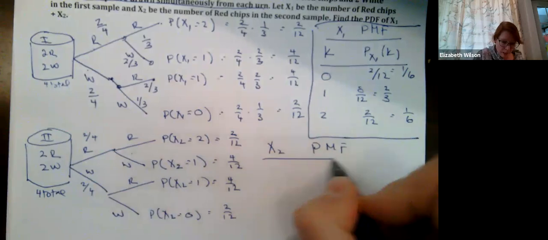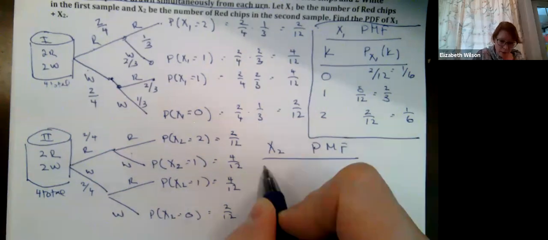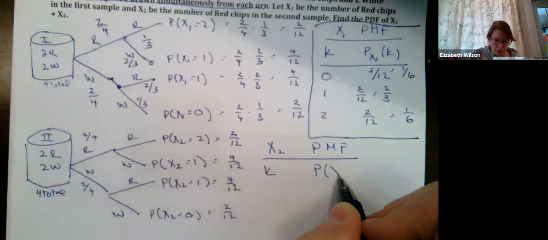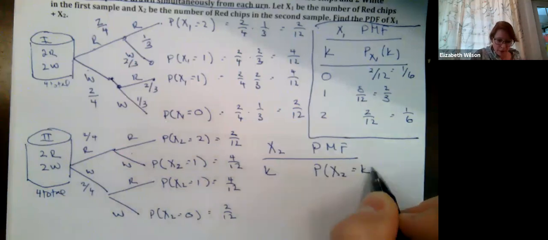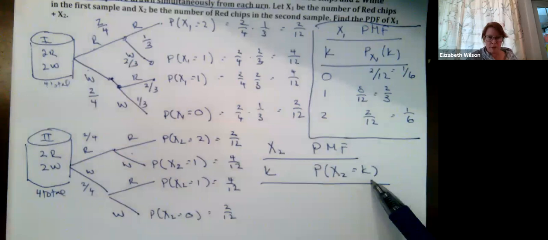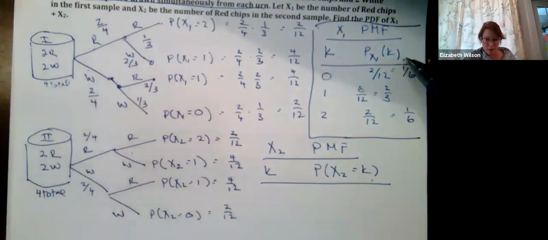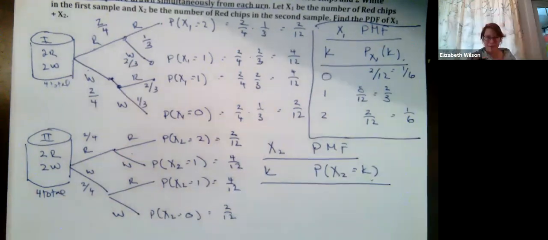Okay, so for our k values, this is the probability. I'll write it slightly differently just so you can see a different way. This is x2 equals k. This notation and this notation are equivalent. We'll just write them differently so you can recognize different ways of writing the same thing.